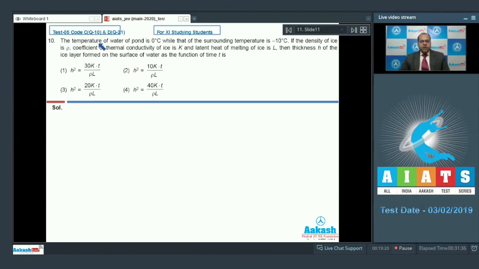In question number 10, the temperature of water of a pond is 0 degrees Celsius while that of the surrounding temperature is minus 10 degrees Celsius. If the density of ice is rho, coefficient of thermal conductivity of ice is K, and latent heat of melting of ice is L, then find the thickness H of the ice layer formed on the surface of water as a function of time T. So let this be the surface of the pond and here the surrounding temperature is minus 10 degree Celsius. The water of the pond is at 0 degree Celsius. Let at any time T the thickness of the ice formed on the surface of water be x.